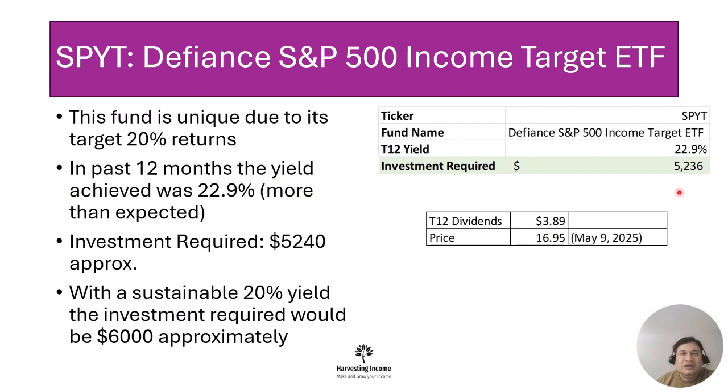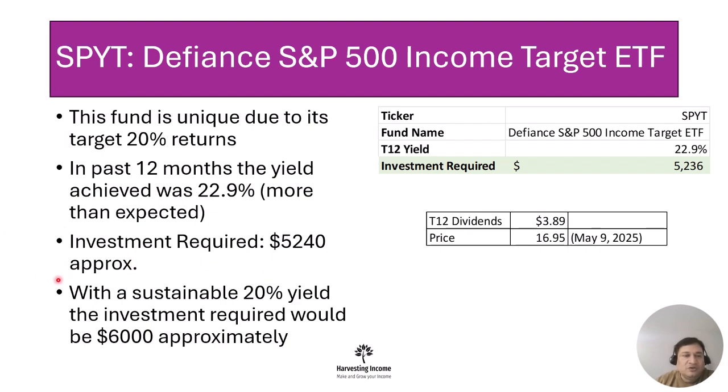You're roughly getting close to 1.5 or 1.7% every month. It's a pretty attractive yield. Even though I'm just giving you an approximate estimate, it's still an attractive yield. The fund is unique because it targets 20% returns. And in the last 12 months they achieved 22.9%, which is exceptional, more than expected. Usually you will get around 20%.